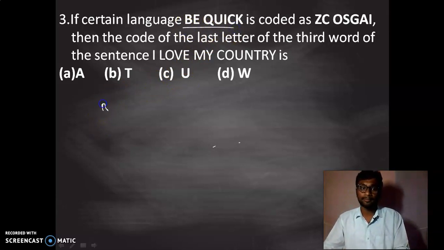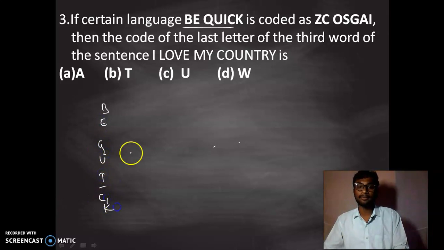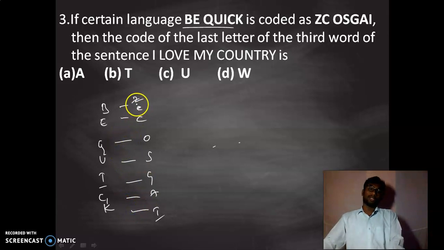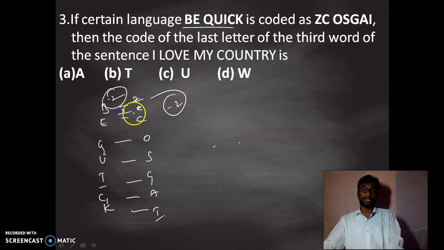Be Quick is written as ZC Osgai. So what is the logic behind the letters? You can just find out. The logic is simple: minus 2. Minus 2 is the logic. E minus 2, A minus 2, and so on for each letter.